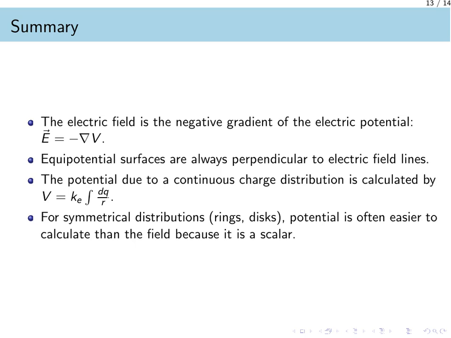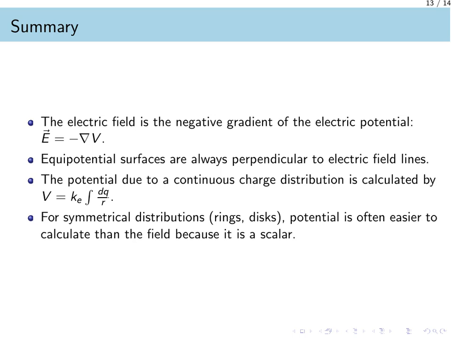To summarize the key points of this section, the electric field is the negative gradient of the electric potential, meaning you can find the field by taking spatial derivatives of the potential. Equipotential surfaces are always perpendicular to electric field lines everywhere in space.